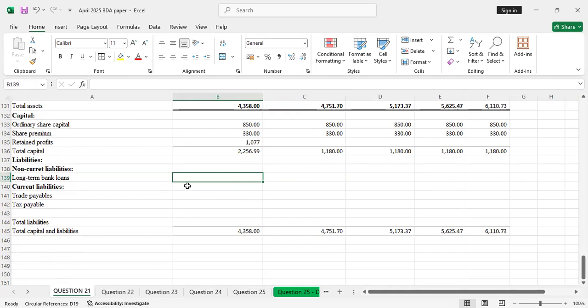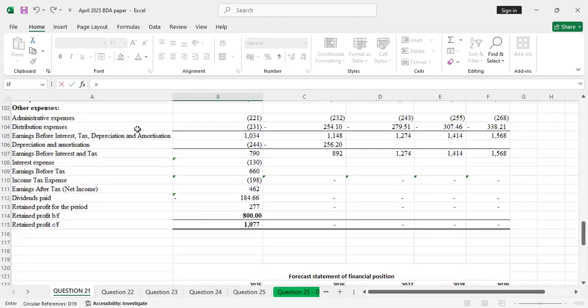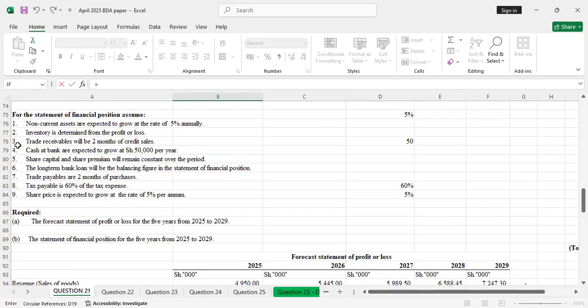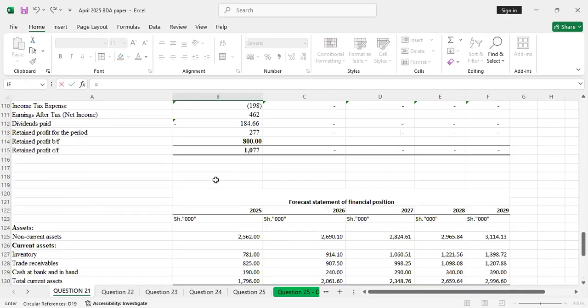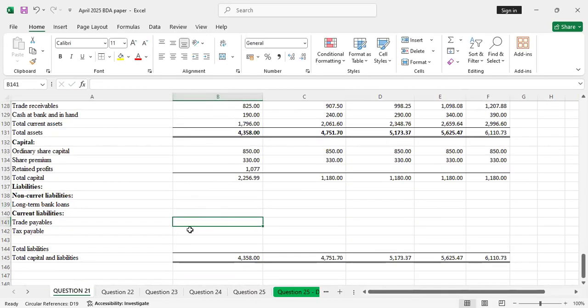Then we go to liabilities. So we will have long-term bank loans. Were we told anything on long-term bank loans? We are told that the long-term bank loan will be the balancing figure in the statement of financial position. So we leave it. We look for other values because it will be the balancing figure.